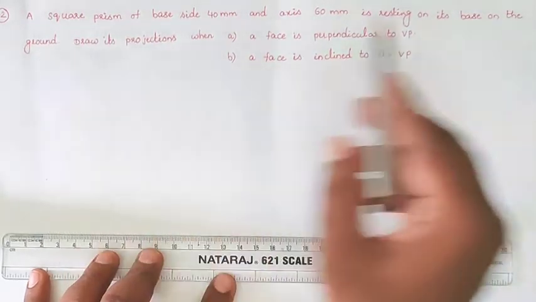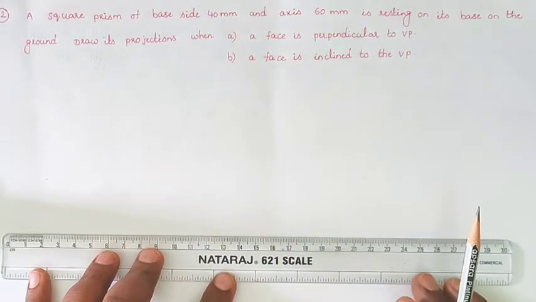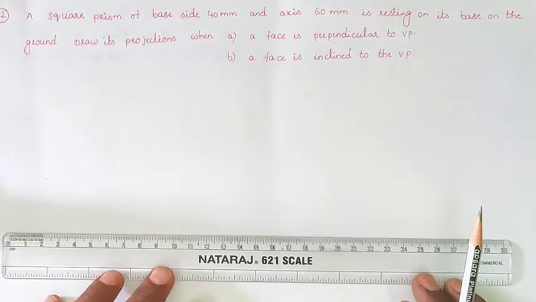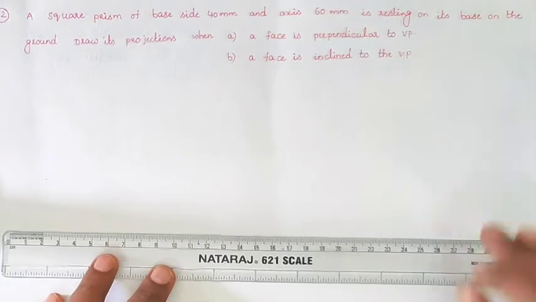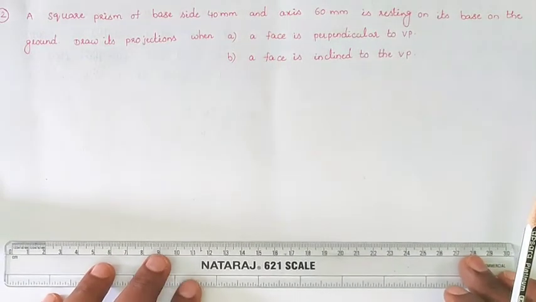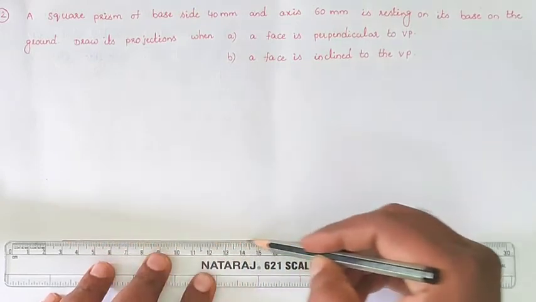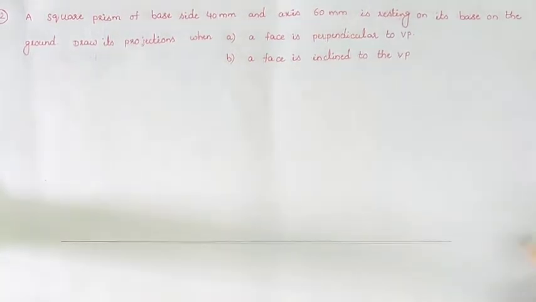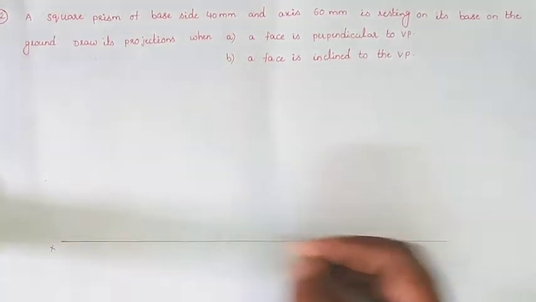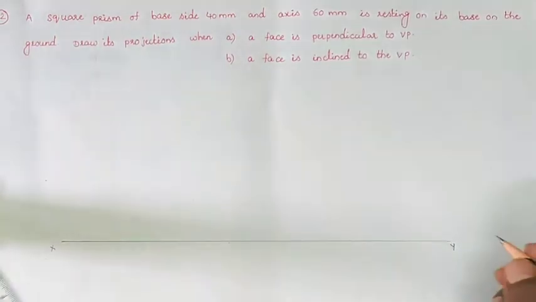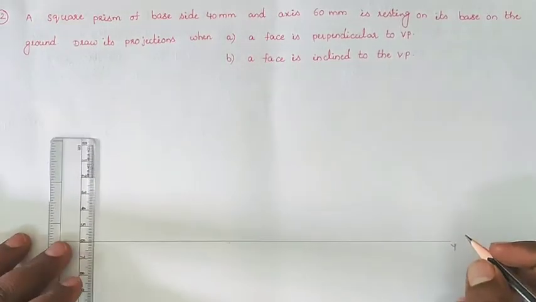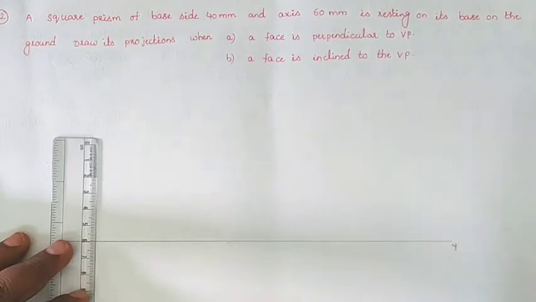When the base is on the ground, as given in the problem, we can make an assumption, and the assumption is very important. We assume the axis is perpendicular to the HP and draw the base on the reference line as the top view. The true shape and size of the base is seen as the top view.